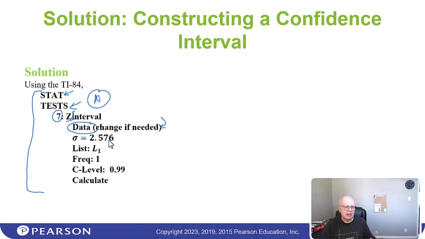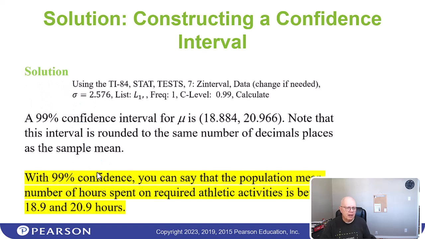Next, put the numbers in. You have the standard deviation, it's 2.576. You tell it what list it's in, give it the frequency, and we want a 99% confidence. Go down to calculate, and this is what you'll get.